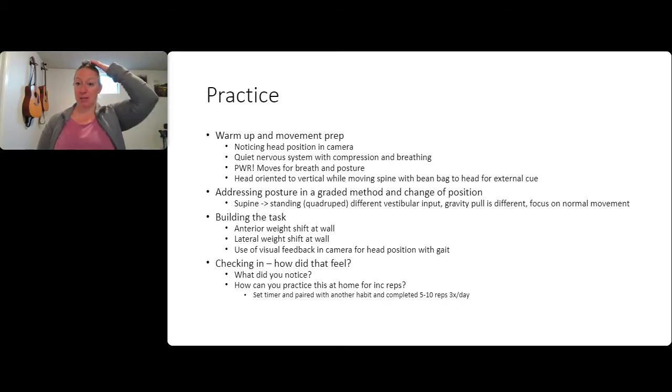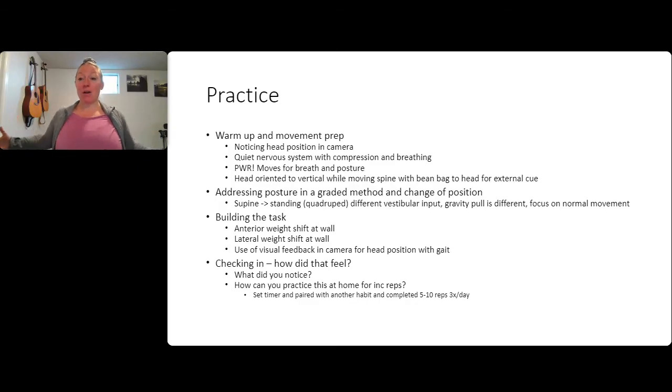And then I want them just to pay attention to maybe what happens to that sock, or if it's easier for them, notice where their head is in the camera or in the mirror. I think the sock works better than the mirror. And if you're doing telehealth, I think it can be really helpful to just keep an eye on themselves in the screen.